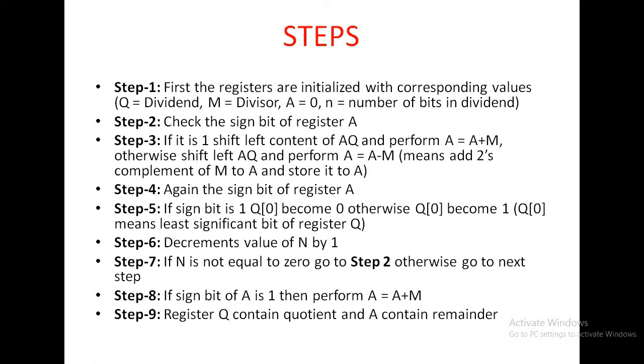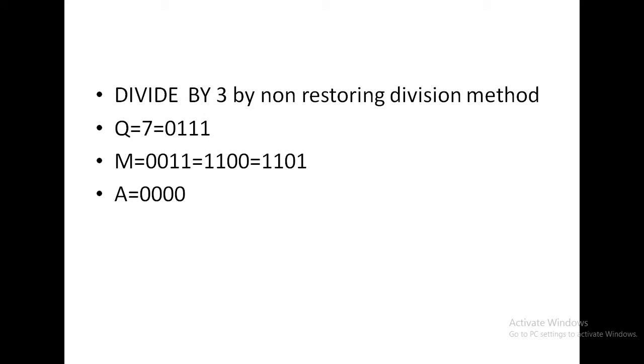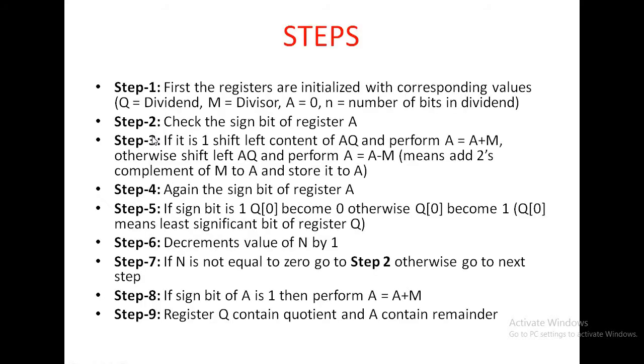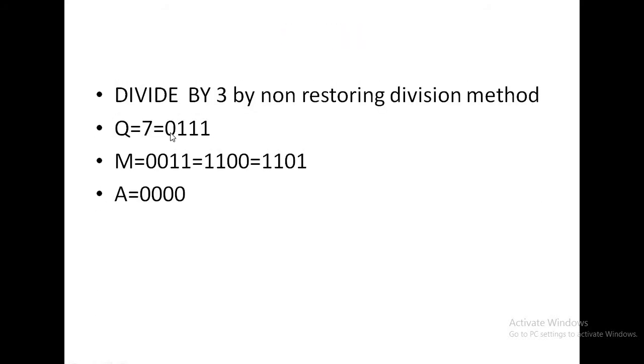Let us discuss one small example. Divide 7 by 3 by the non-restoring division method. Q is 7, where Q means the dividend. The dividend is 7 and this is 0111. M is the divisor.